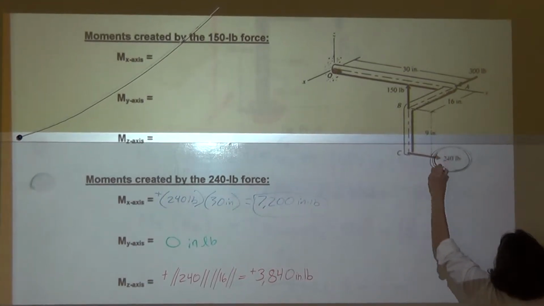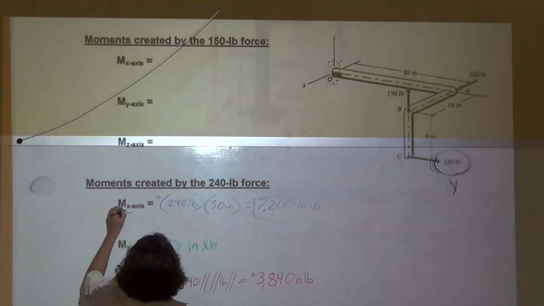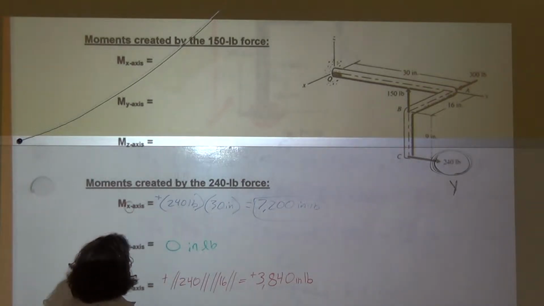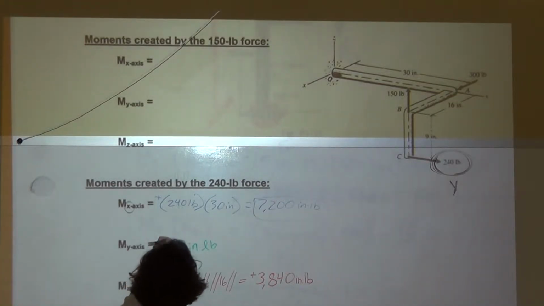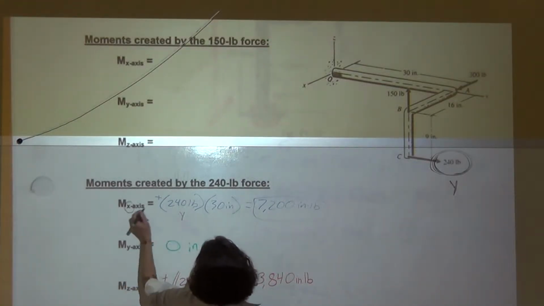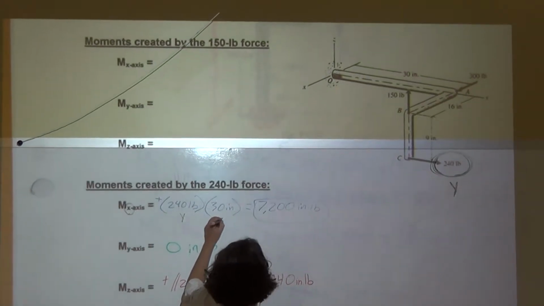Y, or Z? Y. So it's in the Y. And we want to find the moment in the X. So what's our distance have to be in? So if this is the Y, and this is the X, what's this distance have to be in? The Z.